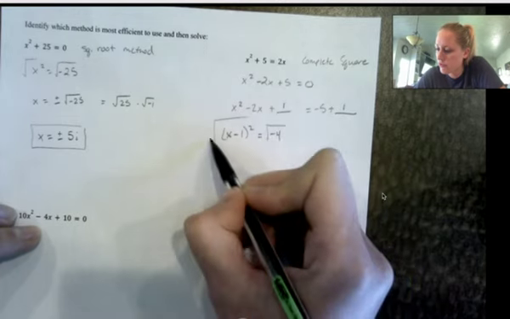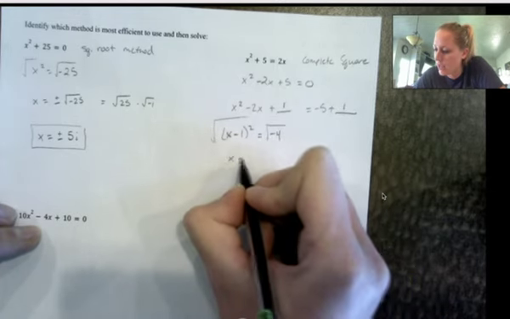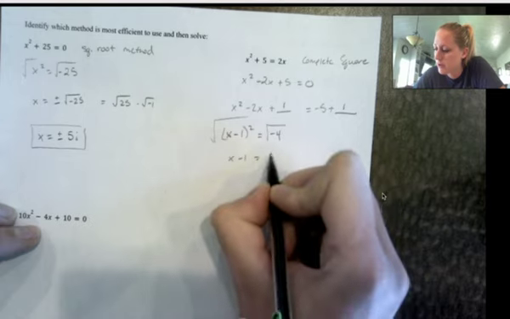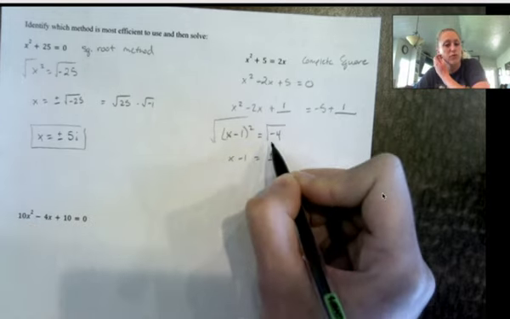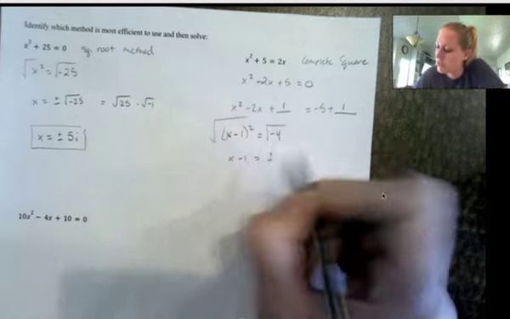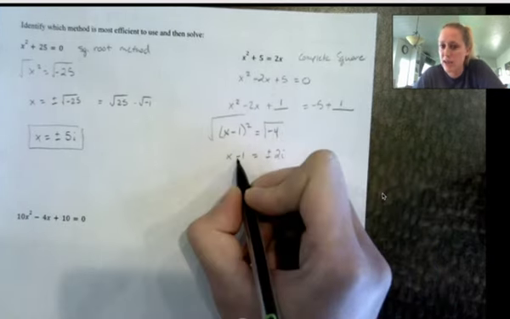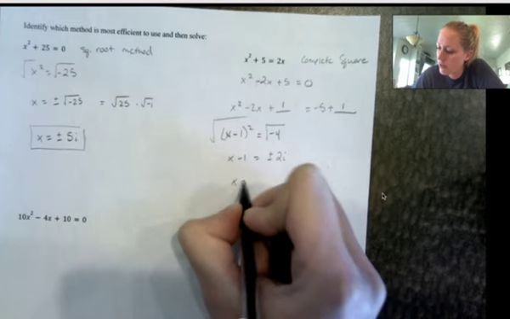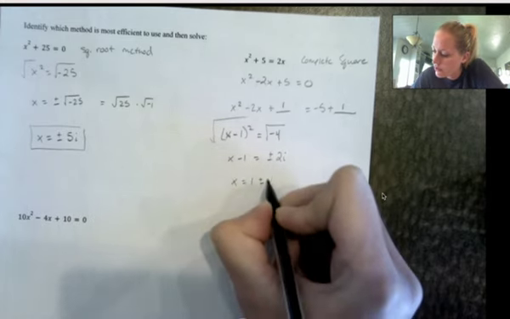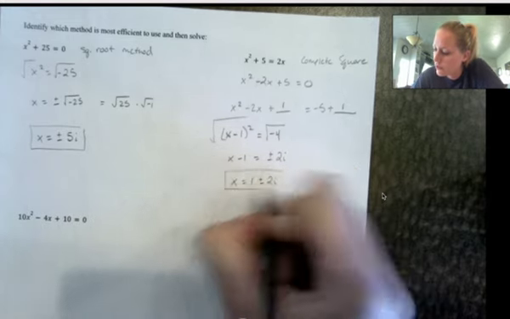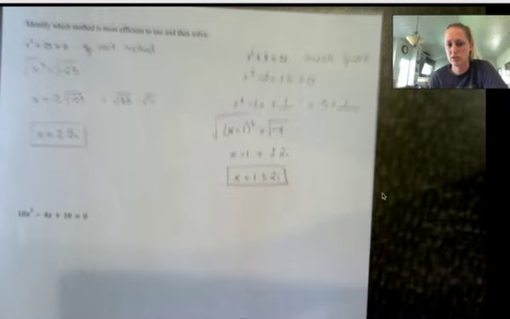I'm taking the square root of a negative, but we're going to write it as a complex number. So the square root of 4 is 2, the square root of negative 1 is i, so this is going to be plus or minus 2i. Isolate x by adding 1 to the other side. So these would be my two imaginary solutions.